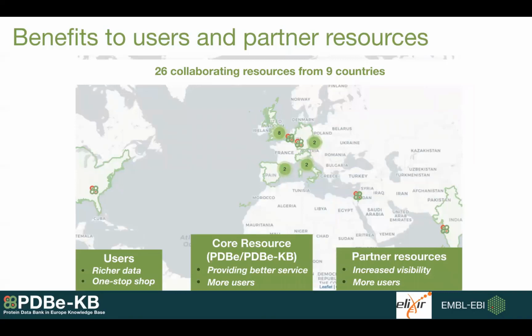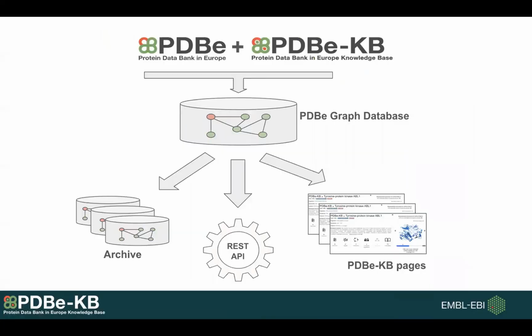This is an open collaboration, and to date we have 26 collaborating data resources from across the globe. What's important for the users is that we want to provide a one-stop shop, basically a platform that you can come to and get different types of annotations, all derived from structures. The infrastructure of PDBe-KB looks something like this. Today I will talk about the three main components: the graph database, the RESTful API, and the PDBe-KB pages or aggregated views.